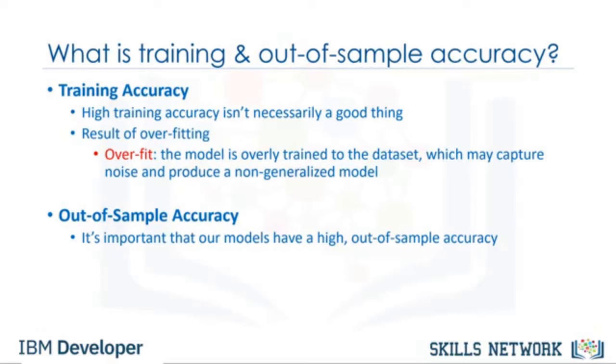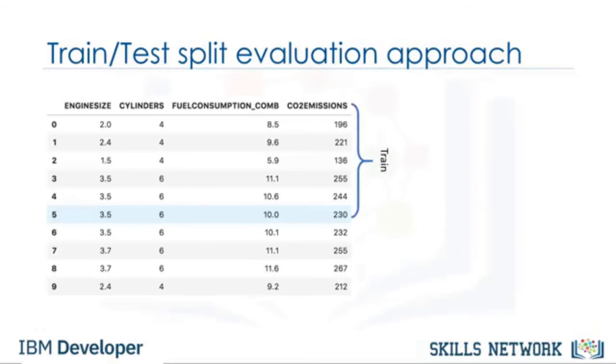So, how can we improve out of sample accuracy? One way is to use another evaluation approach called train test split. In this approach, we select a portion of our dataset for training, for example, row 0 to 5, and the rest is used for testing, for example, row 6 to 9.